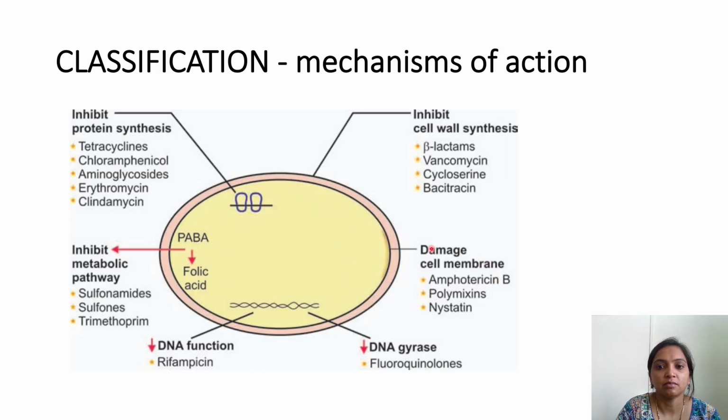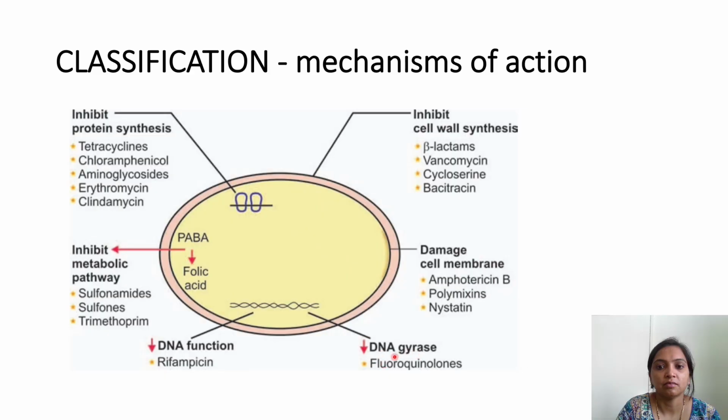The next class is those which damage the cell membrane. They mainly act by forming pores. For example, amphotericin, an antifungal drug, binds to ergosterol, which is a component of the fungal cell membrane, and forms a pore. Once a pore is formed, the contents of the cell leak out, or the water outside enters in, and that also results in cell burst and cell death. The next group is DNA gyrase inhibitors.